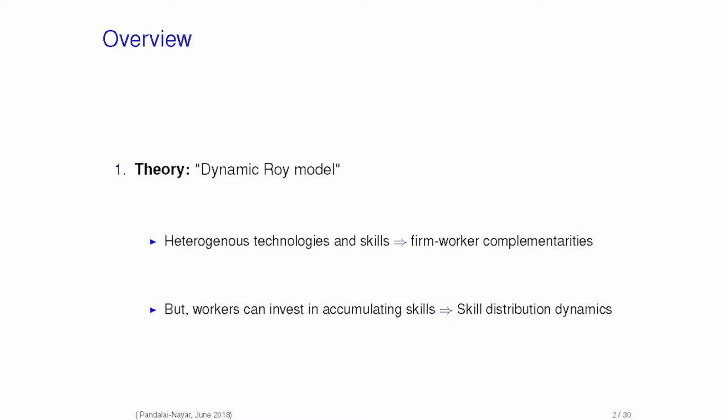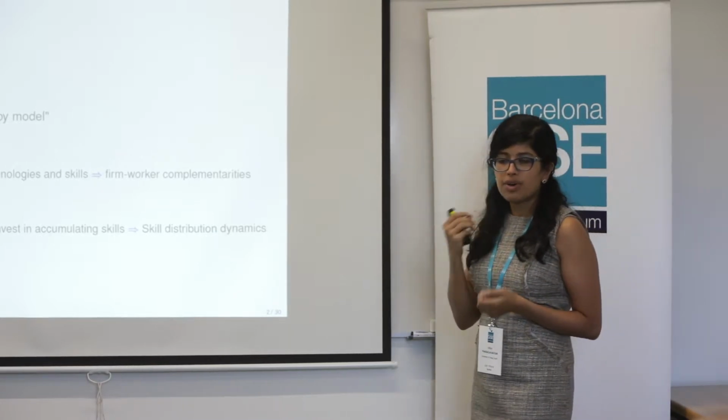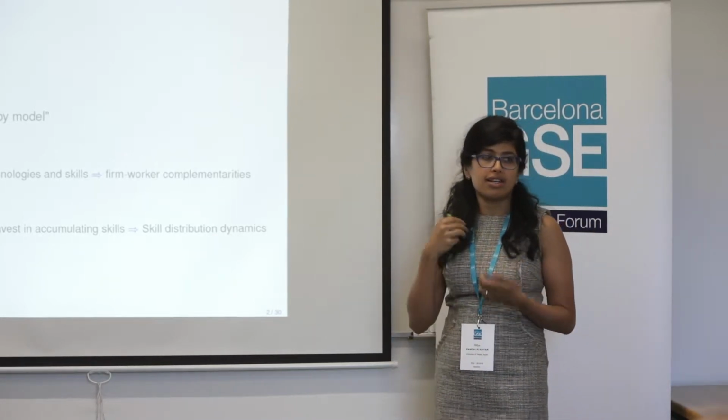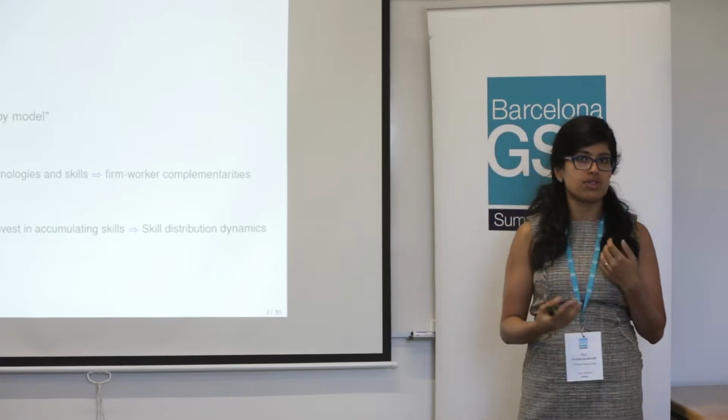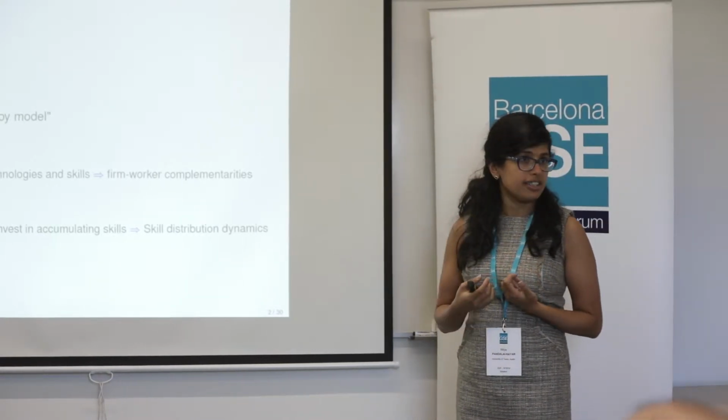We're going to have firms that are heterogeneous in terms of their technologies. We're going to think about task technology. So firms are going to use different combinations of tasks, and workers who have different skills at doing these tasks. And so this setting, where some workers are relatively better at some types of tasks, and some firms use those tasks more intensively, is going to create firm-worker complementarities.